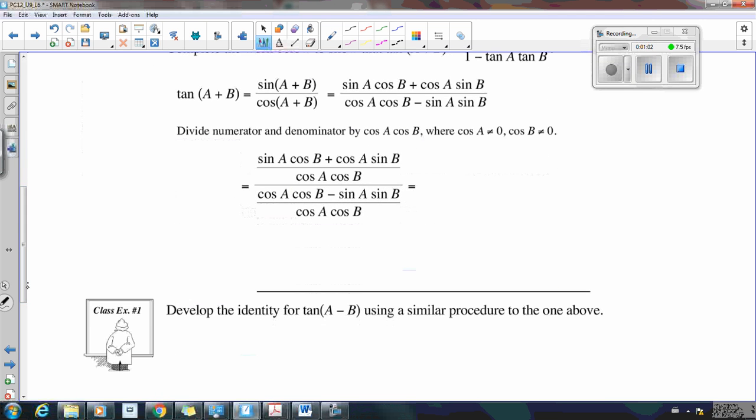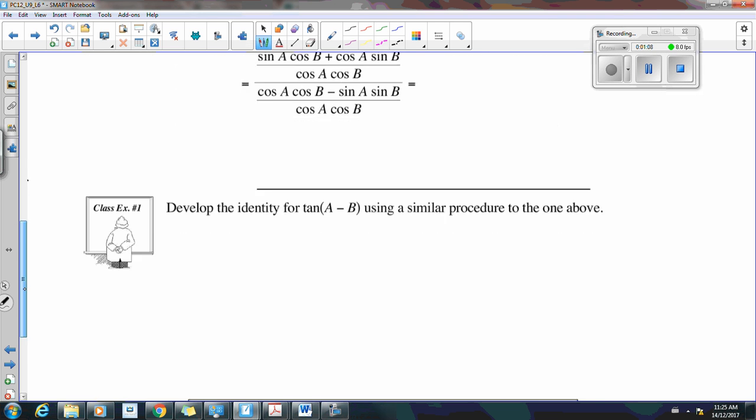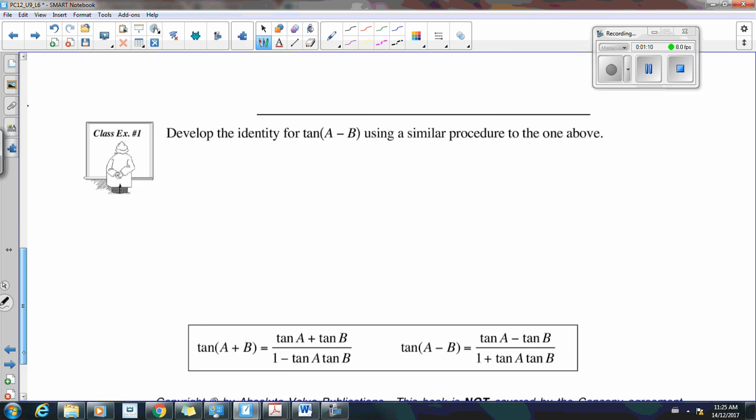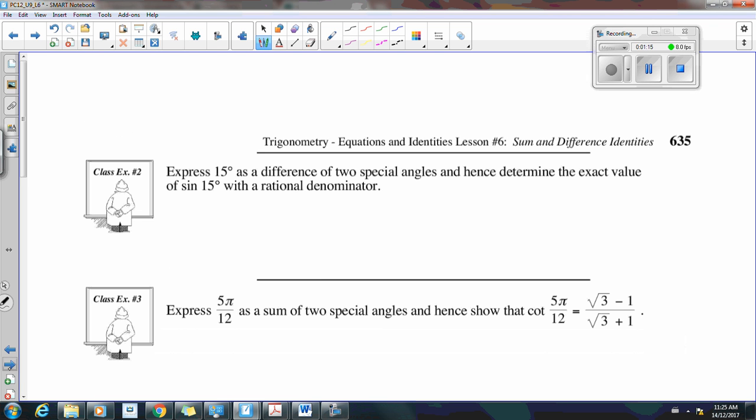We don't need to actually prove them or where it came from. We could develop the tan one by dividing the sine one by the cosine one, making some common denominators and working it out, but we're just going to skip to the examples. Again, these tangent ones are on our formula sheet as well.